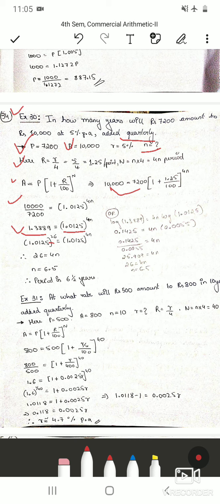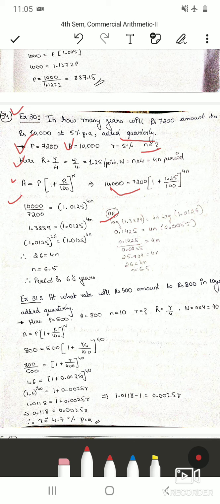So 1 is this multiplication symbol you are pressing, so add that 1. So when you press 26 times, you will get 1.0125 whole raised to 26 as 1.3889. So that is how you find it in your simple calculators, or else the easiest method is to find log. So this will be log of 1.3889 equal to 4n into log of 1.0125.